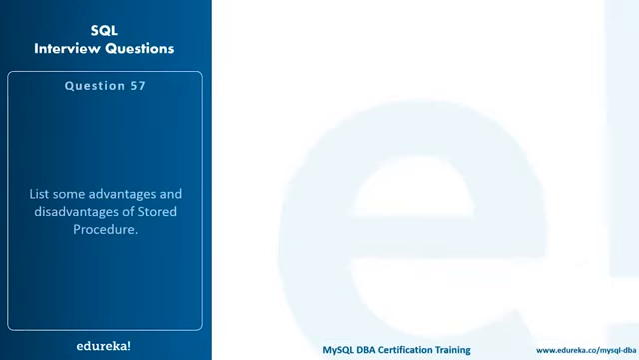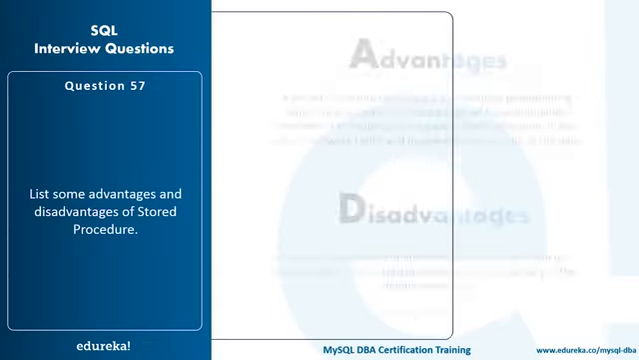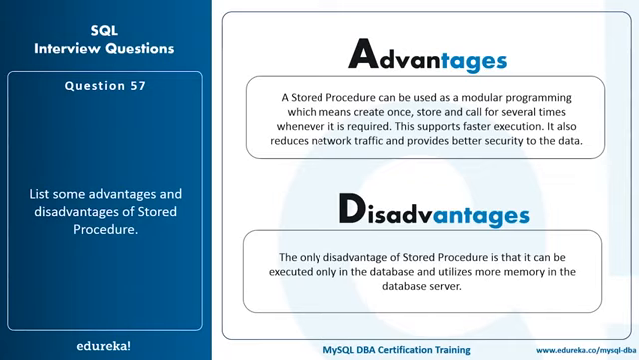Now let's move forward with the next question: list some advantages and disadvantages of stored procedures. Let's talk about the advantages first. A stored procedure can be used for modular programming, which means create one, store it, and call it several times whenever required. This supports faster execution, and it also reduces network traffic, which provides better security to the data. Coming to the disadvantages, the only disadvantage of a stored procedure is that it can be executed only in the database and utilizes more memory in the database server. So guys, that was about the advantages and disadvantages of stored procedures.